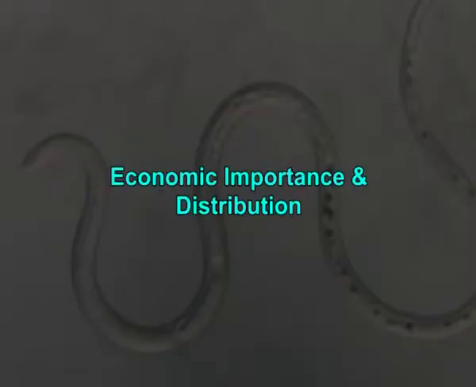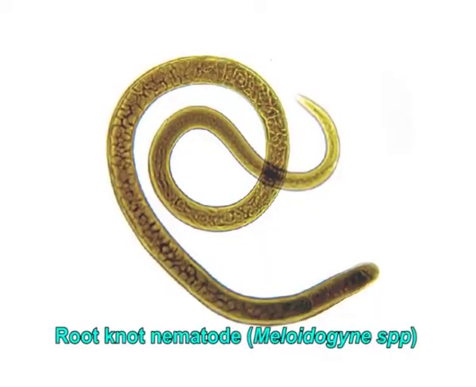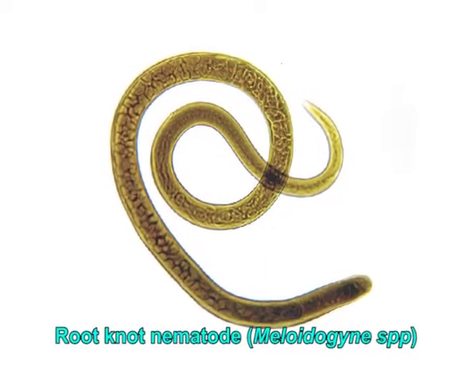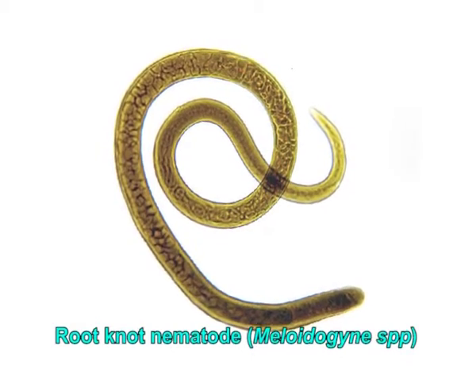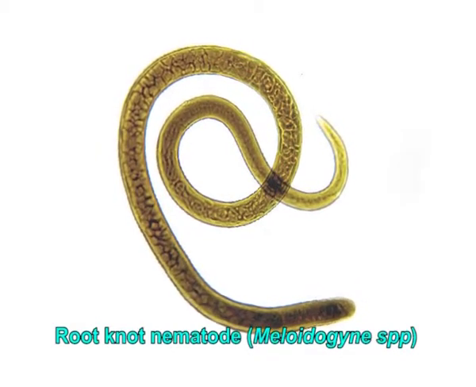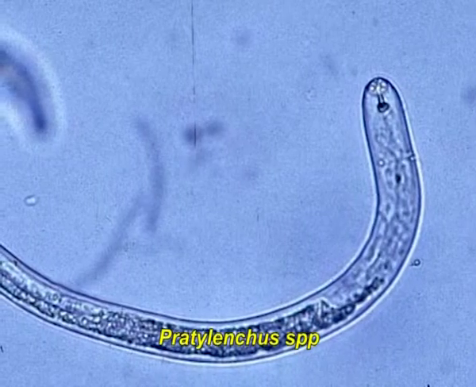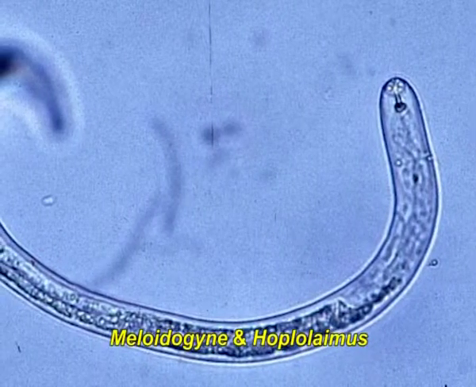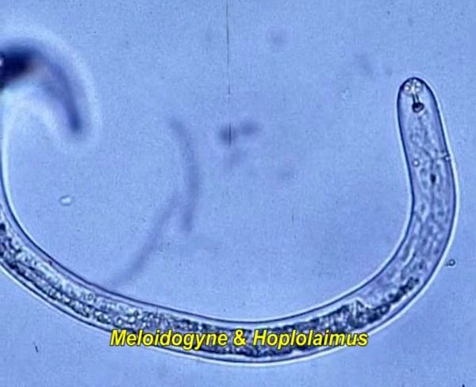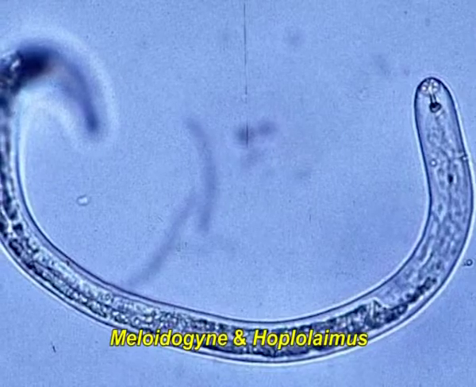Most of these have been recorded from roots or soil around maize roots, with information on the biology or pathogenicity of many of these species not readily available. Now, we will see the economic importance and distribution of this nematode. Root knot nematode, Meloidogyne species, is the most economically important plant parasitic nematode species causing maximum loss. After root knot nematode, Pratylenchus species along with Meloidogyne and Hoplolaimus were the most frequently reported genera on maize.